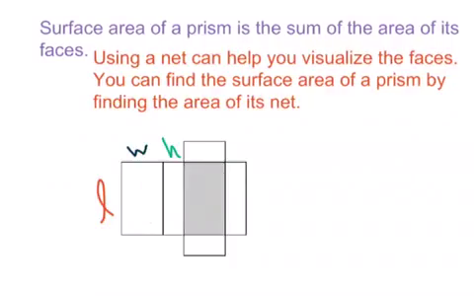So, the surface area of a prism is the sum of the area of its faces. So you find the area of each face and then you add them together, and that is the surface area of the prism. Using a net, like we see right down here, can help you visualize the faces. You can find the surface area of a prism by finding the area of its net.